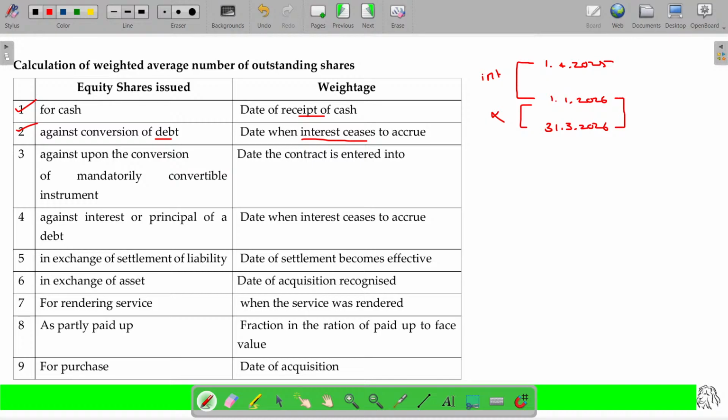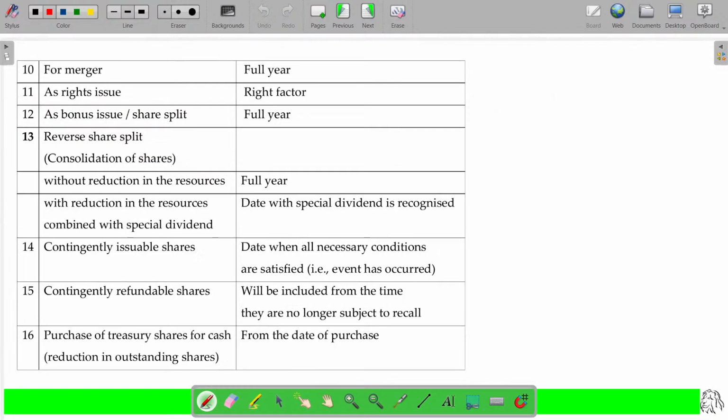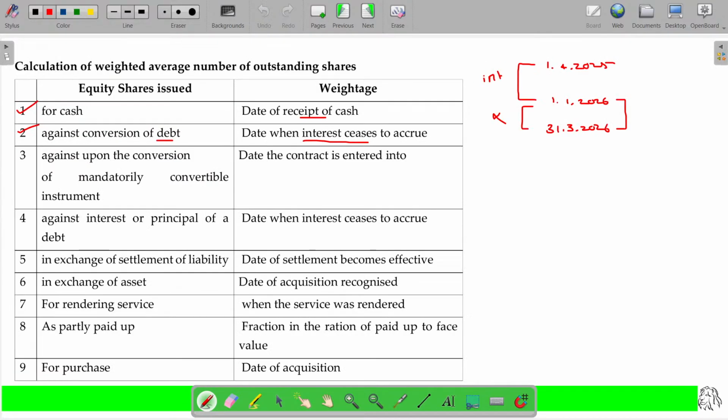While assigning the weightage, this is a simple format. I have given around 16 items where 3 or 4 may be very important to know. Rest you can guess easily. In case of cash, from the date of receipt. In case of conversion of debt, what happens? The moment the debt ceases, meaning thereafter you don't pay any interest, from that date the weightage will be taken.